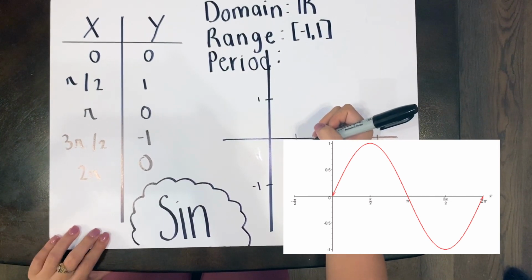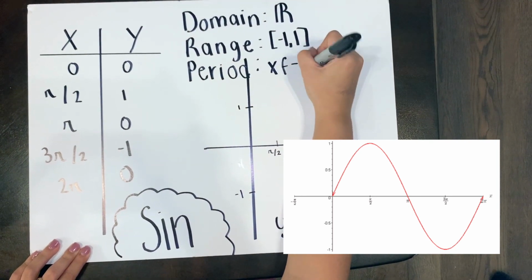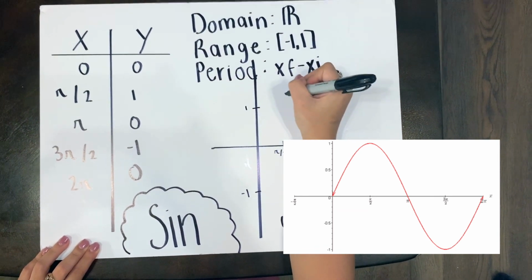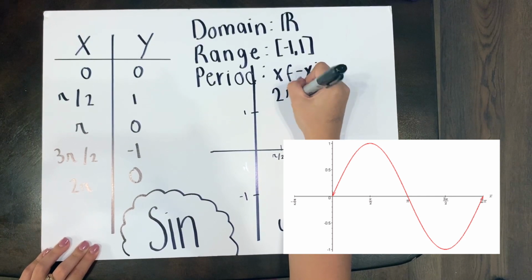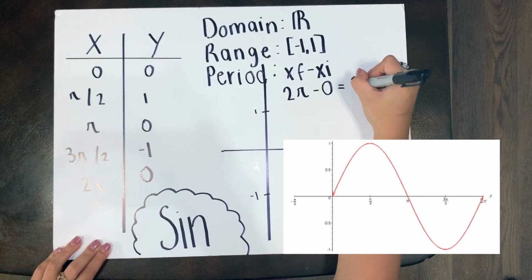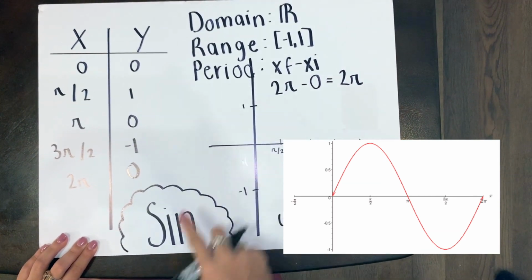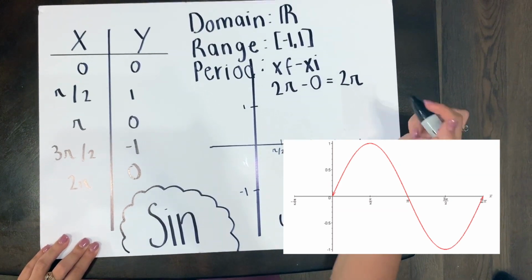Lastly, the period. The formula for period is xf minus xi, so we take our final x value of 2 pi and subtract it from our first x value of 0. This makes our period 2 pi. This means that 2 pi is how long it takes for one cycle of sine to be completed.